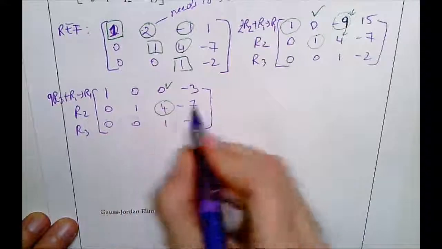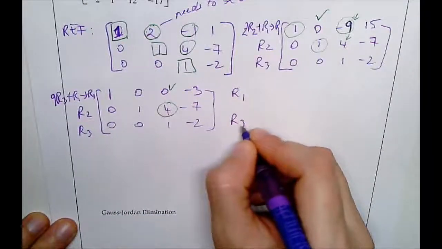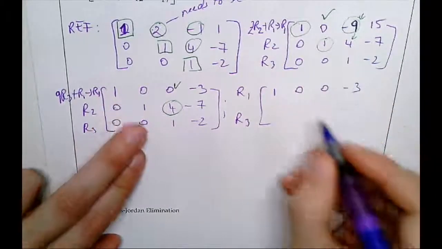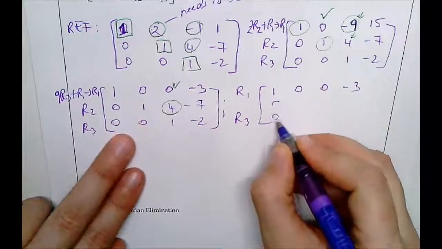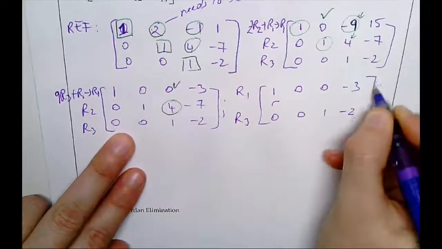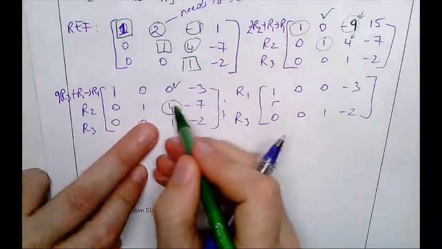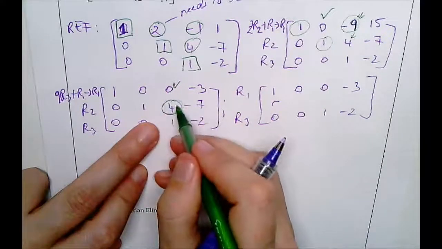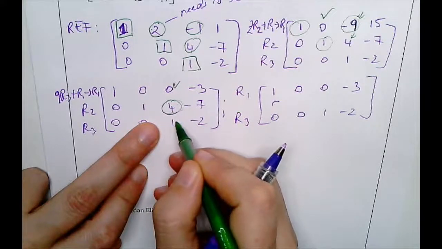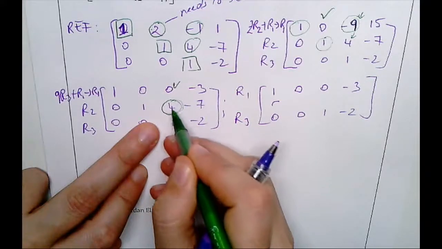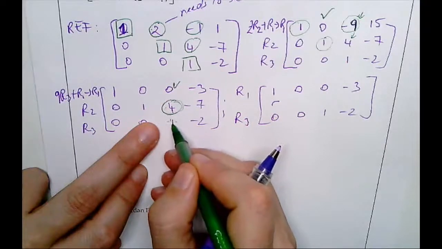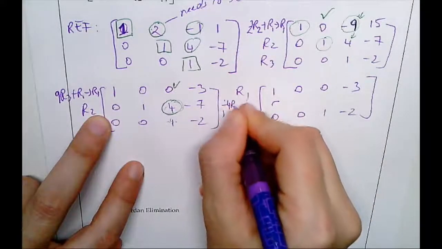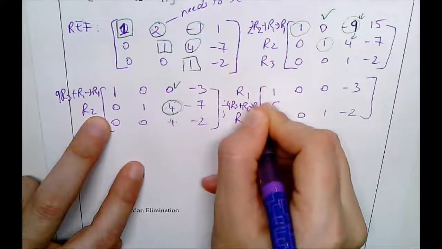So I'm changing row 2. Row 1 and row 3 stay the same. Row 1 is 1, 0, 0, negative 3. And row 3 is 0, 0, 1, negative 2. Let's look at row 2 now. I'm hoping to make this a 0, and it's in column 3. What multiple of row 3 added to row 2 is going to make a 0 here? Well, this needs to be a negative 4. So negative 4 row 3 plus row 2 goes into row 2.